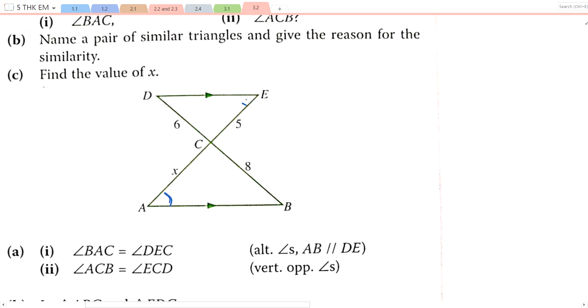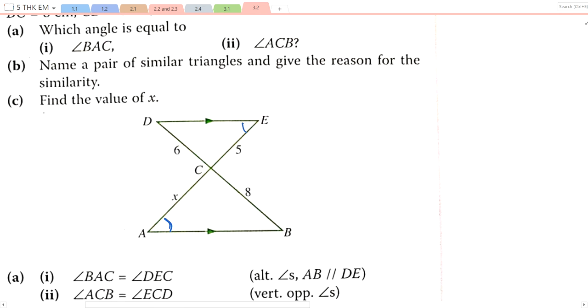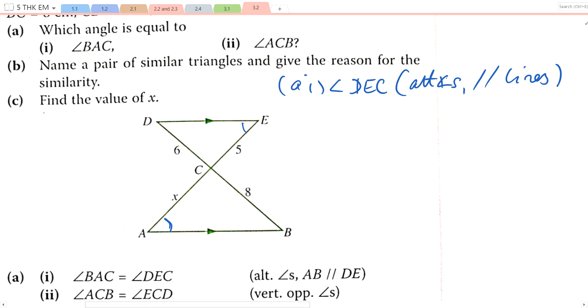DEC. Okay, you are saying that this angle is the same. What is the reason? Alternate angles. There is a second part to it. Alternate angles, comma. So for part A1, angle DEC. Alternate angles, parallel lines. Not difficult to write, there are alternate angles, interior angles, corresponding angles with parallel lines. Yeah, must. Because it happens only because there are parallel lines. Okay, so that's for part A1.